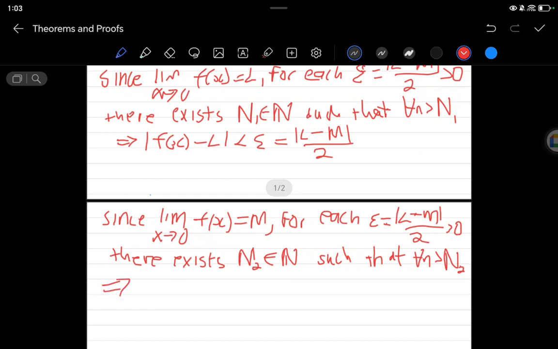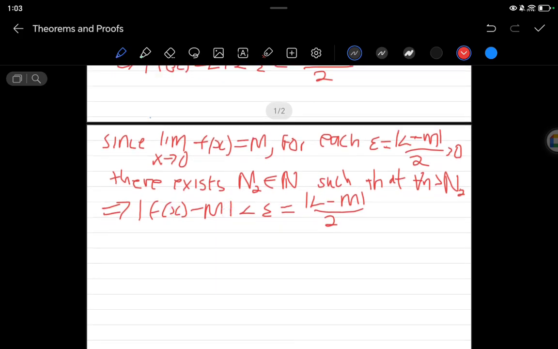this would imply, and I take the absolute value of this minus this, f of x minus M, which is less than E. But you know that E is equal to L minus M over 2, right? So now I have this.